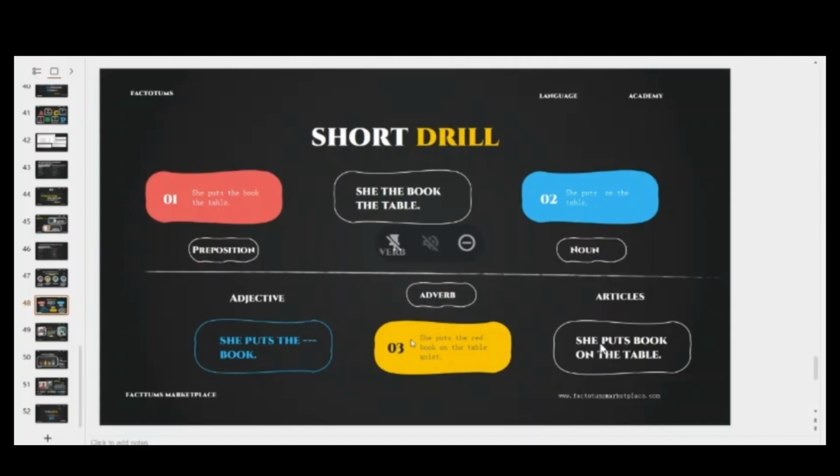Awesome. She puts book on the table. She puts book in, no, she puts the book. The book. Very good. We just need an article. Awesome. I'm really proud of you. You did a really good job.